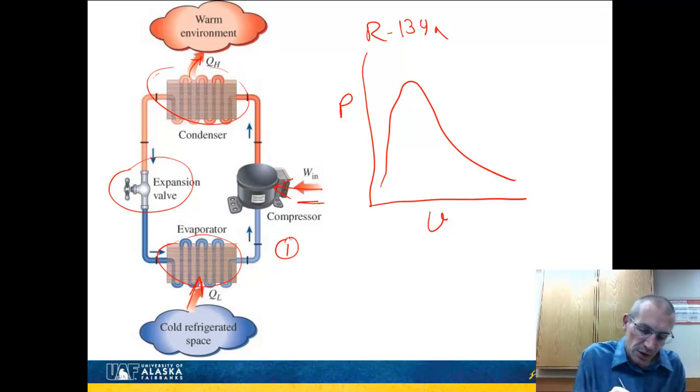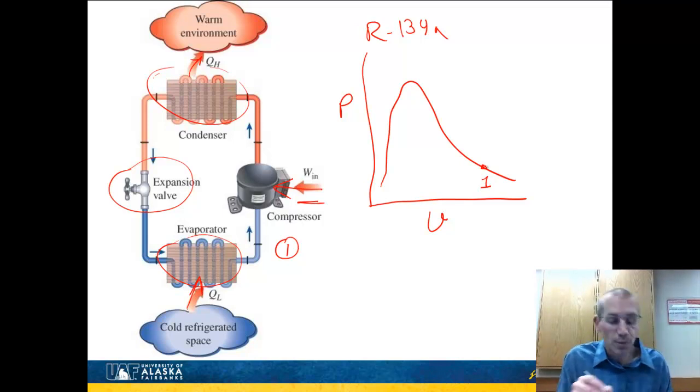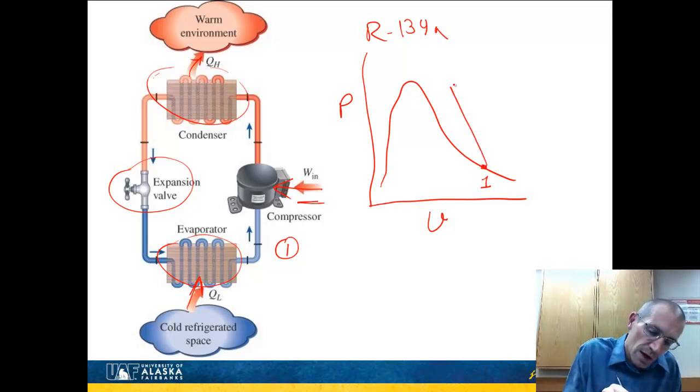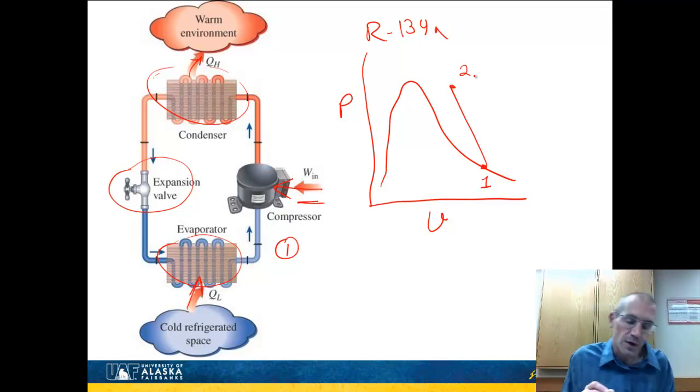The inlet to the compressor tends to be a saturated vapor. That would be point 1. It goes through the compressor, goes to a higher pressure and gets smaller. So I go up to some point, for example, 2 at a much higher pressure.